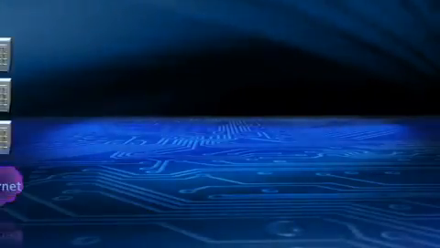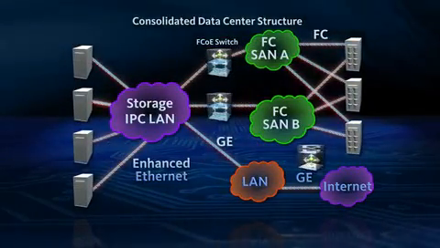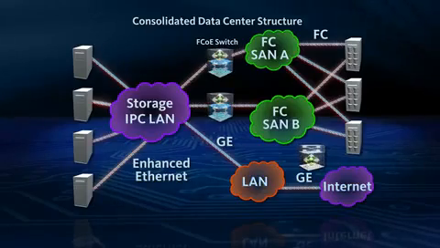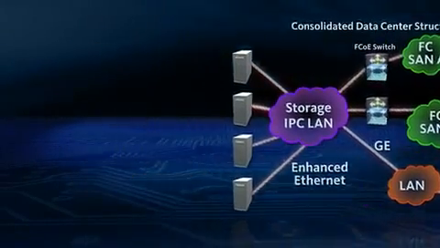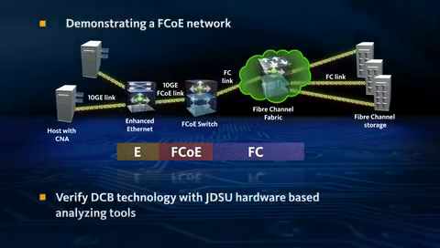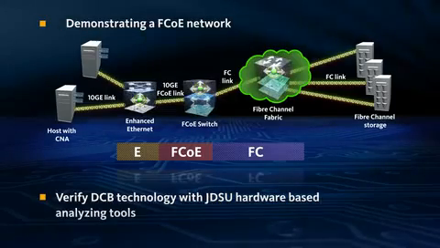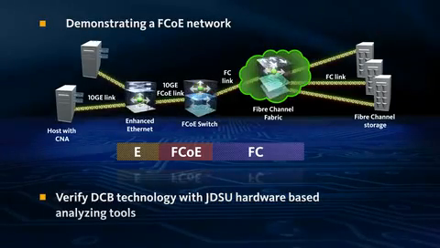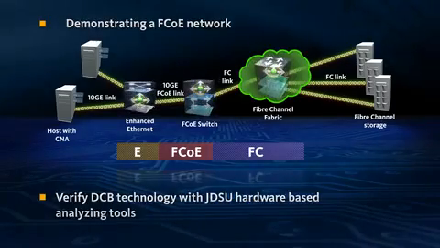We are setting up the demonstrations utilizing JDSU's complete FCoE testing platforms to highlight the features of the FCoE switch that connects the FC SAN to Enhanced Ethernet. The test setup involves a mix of Fibre Channel and Ethernet to create the path from Ethernet to FCoE, to FC, and then back. The test platform will correlate data from end to end and provides the complete picture for the multi-protocol environment.